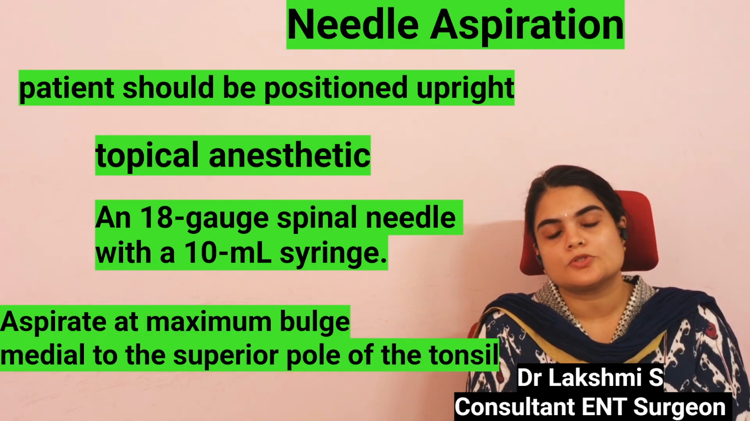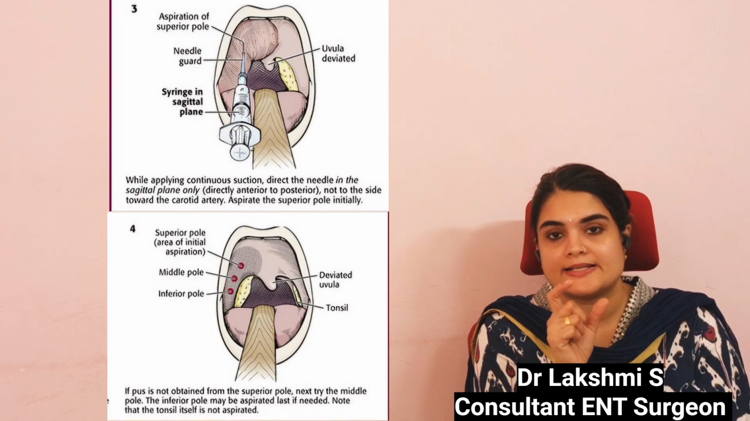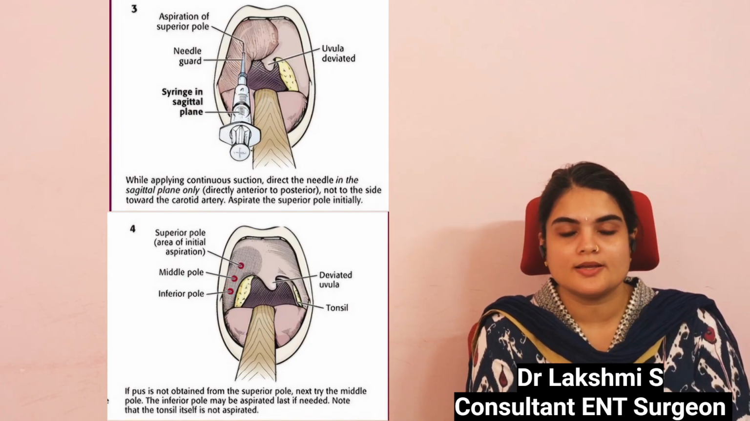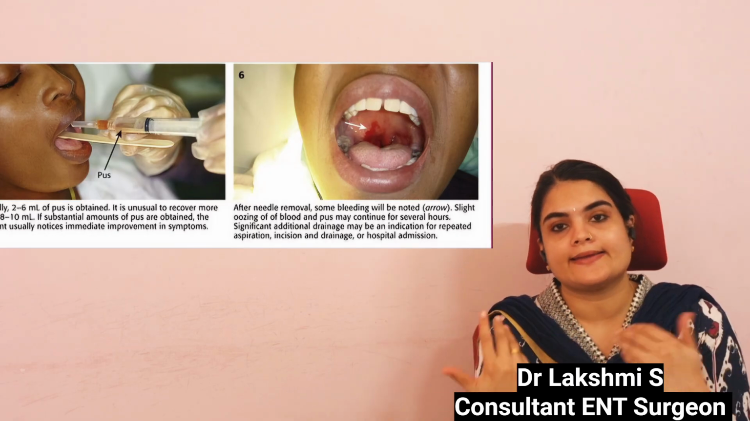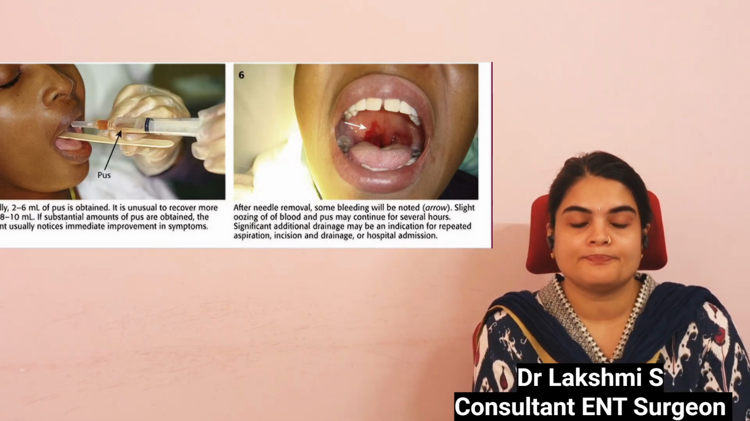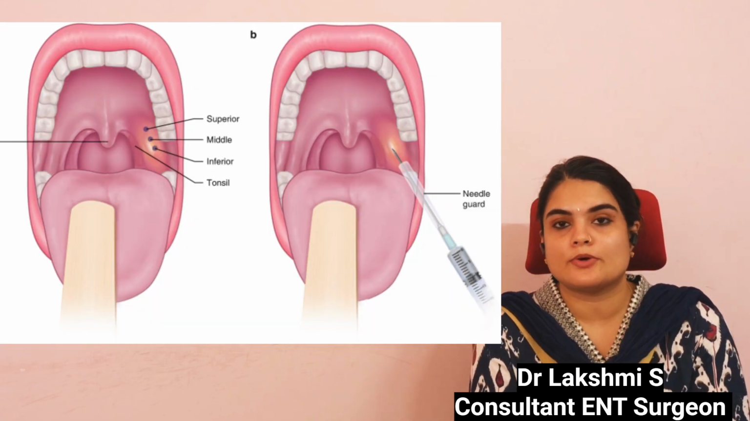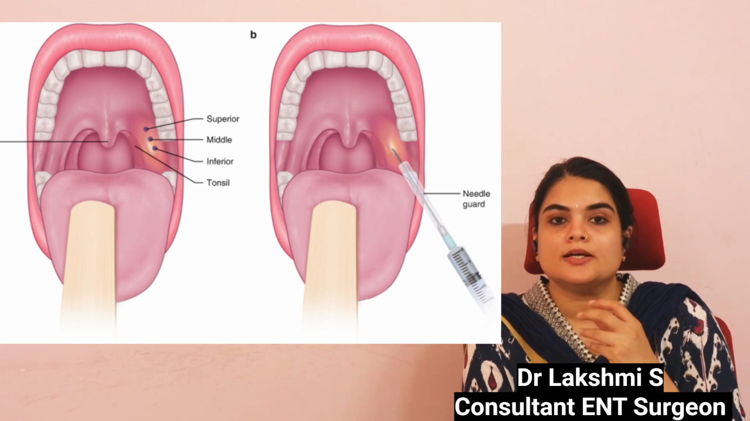For the needle aspiration, most commonly we have to do it at the maximum bulge area or at the superior pole of the tonsil. Keep aspirating until no pus is coming out. And that can be sent for pus culture sensitivity. And the patient can be given mouth gargles, saline mouth gargle and betadine mouth gargle. Also a benzydamine pain relieving mouth gargle can be given.